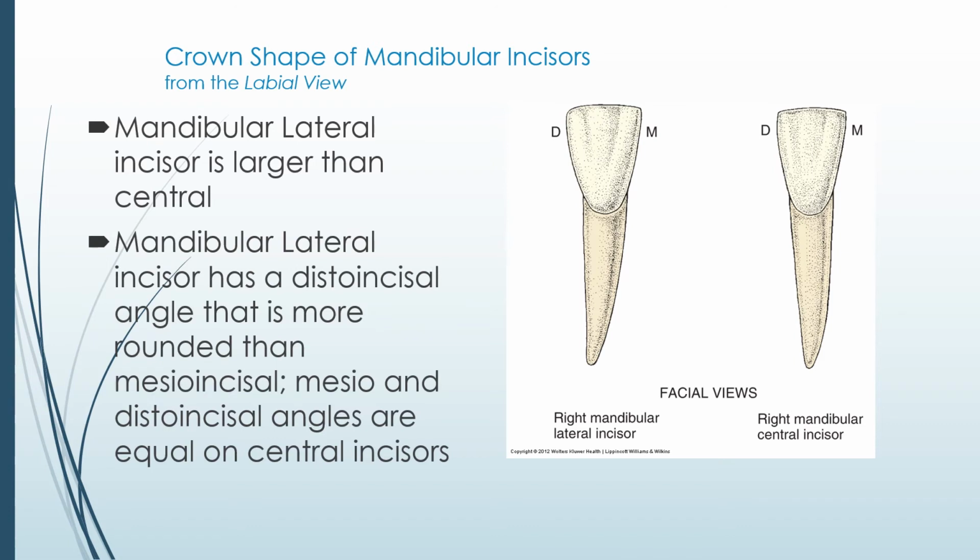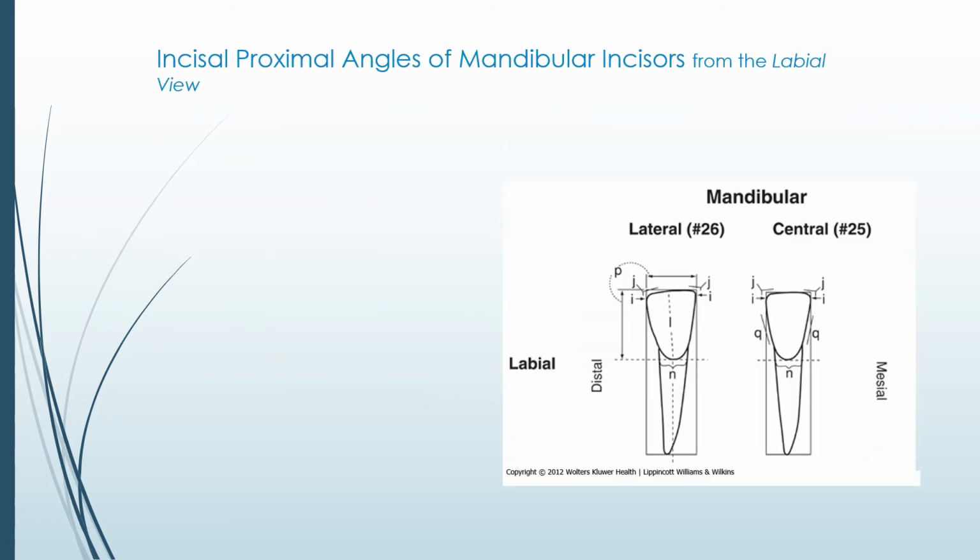Another important identifying and distinguishing characteristic of the mandibular lateral incisor is that its disto-incisal line angle is much more rounded than its mesio-incisal line angle, which is much more squarish, straighter and more angular as compared to the mandibular central incisor.